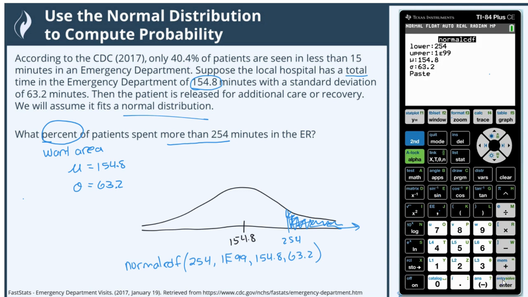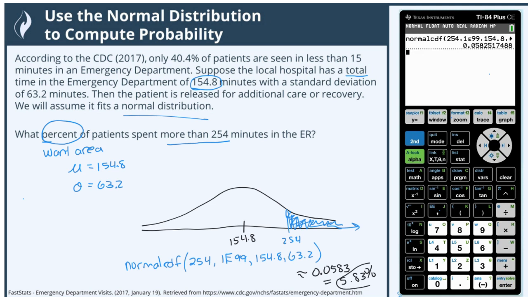And when you enter on paste, you're going to have the same thing I wrote here, and enter again, and you have your probability, or your area, I should say, to the right of 254 on this curve, which is approximately 0.0583. Now, it doesn't tell us how to round. We always want to make sure we pay attention to how we're asked to round. Typically with probability, percentage, and area, we want 3 to 4 digits to the right of the decimal. So I'm taking 0.0583, but because they asked me for percent, I'm going to convert that into a percent as 5.83%.